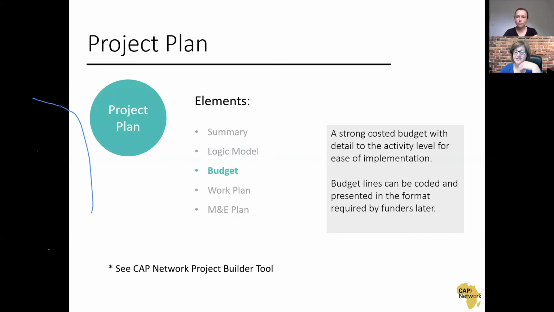So the next piece that you really need to have in place is a very strong and well thought through costed budget. The important thing here is that your budget be linked to what you're actually planning to do in your project plan. You can't really build your budget until you have built out your results chain, which tells you, okay, these are the tangible activities we are going to do through this project. And then you need to determine what those activities will cost.